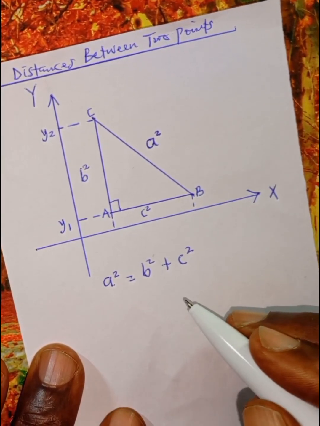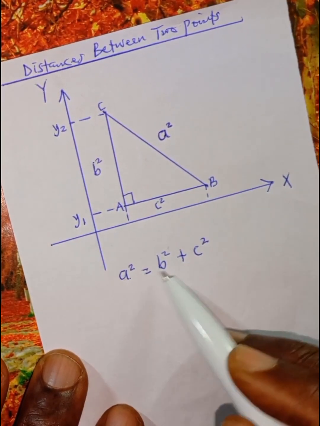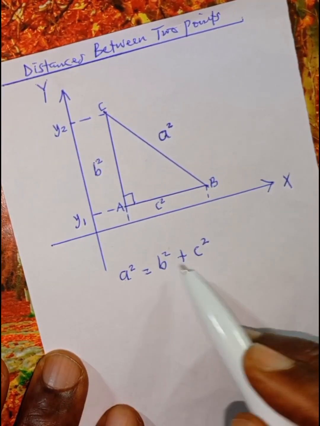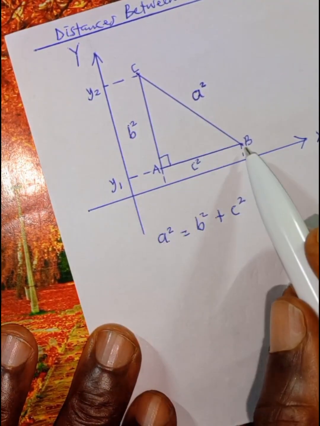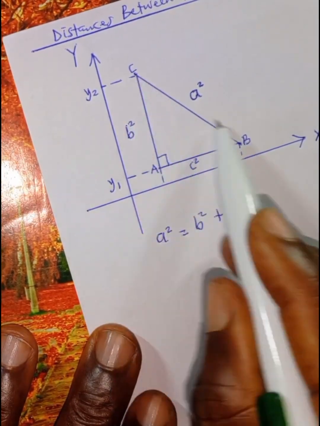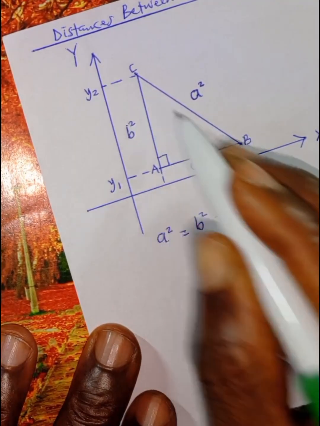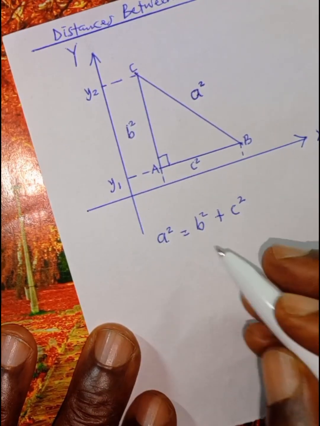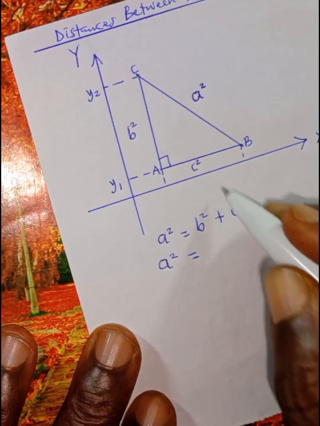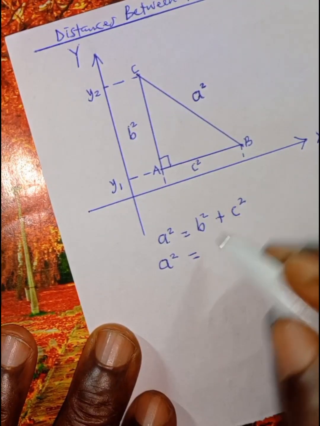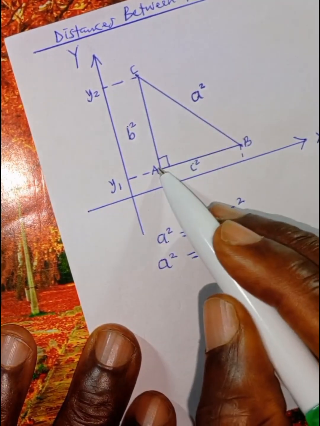Now, this is our Pythagoras theorem. We will use this to see how we can get our points in each of these squares, then use it to calculate our distance. So let us assume that this distance BC is our A square. If we say it's our A square, it also represents our distance. Then our B square is also representing this distance AC.